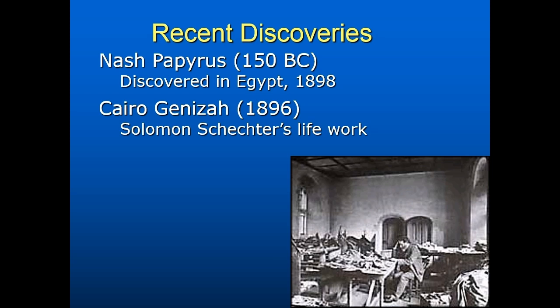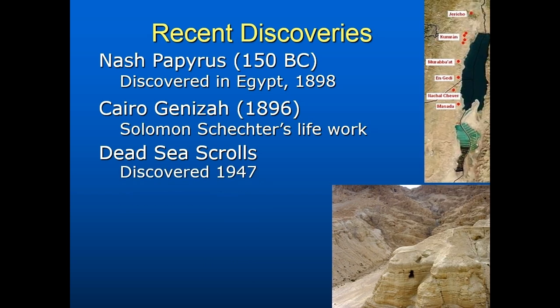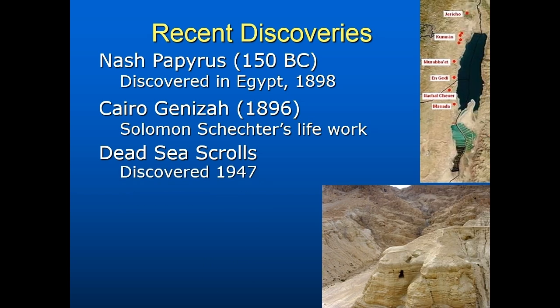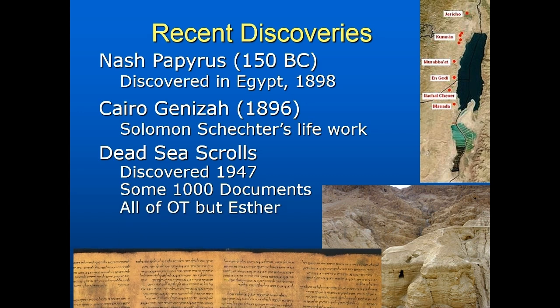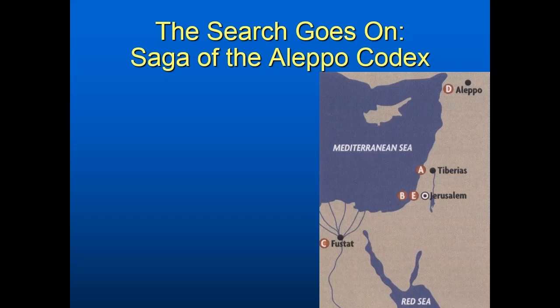And we all know the famous Dead Sea Scrolls. After that Bedouin boy stumbled on a few of them in 1947, searchers eventually discovered some 1,000 documents or portions of them. All of the Old Testament is represented among these, with the exception only of Esther. Well, before leaving this subject, let's look at what one of these manuscripts had to go through in order to survive and wind up in one of our museums or libraries today.